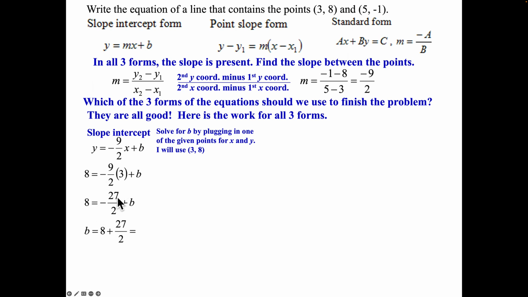Well, you hate working with fractions, so what happens? You hated working with math. We'll fix that today.